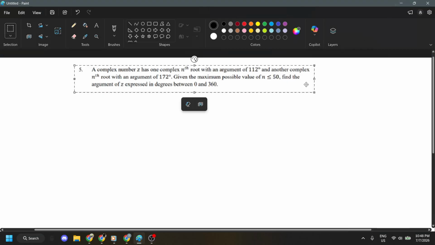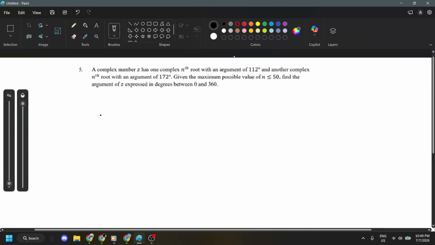Okay guys, let's try this. So the complex number z has one complex nth root with an argument of 112, another complex nth root with an argument of 172. Given the maximum possible value of n greater than 50, find the argument of z expressed in degrees between 0 and 360.